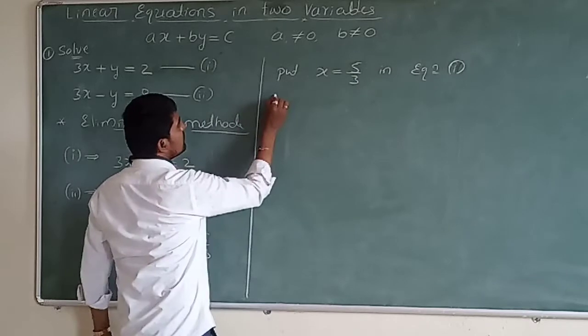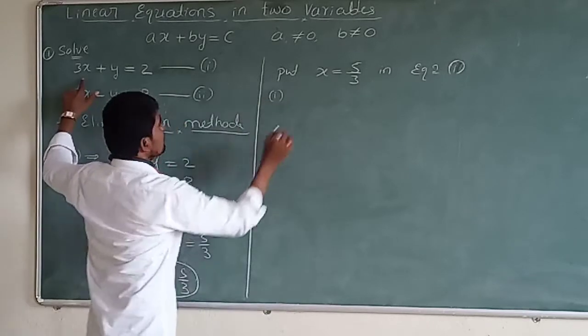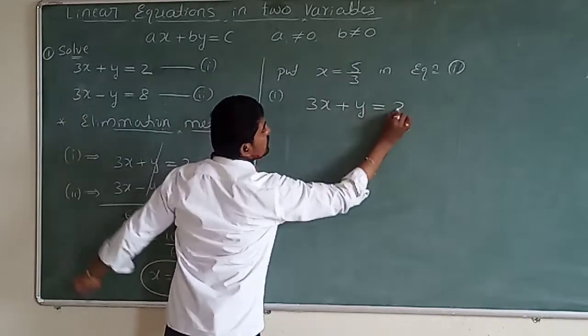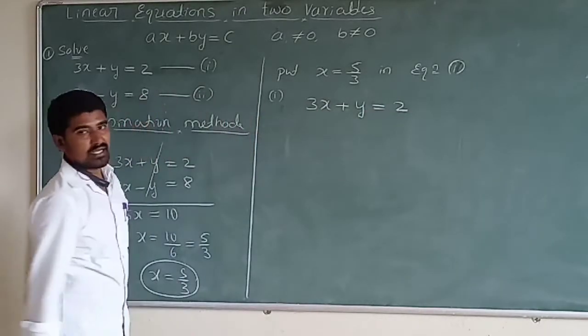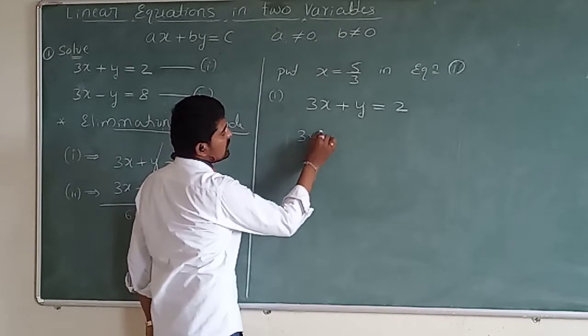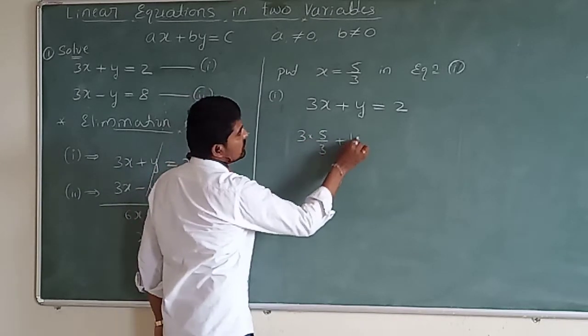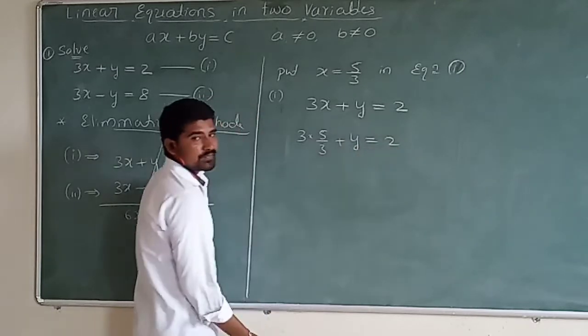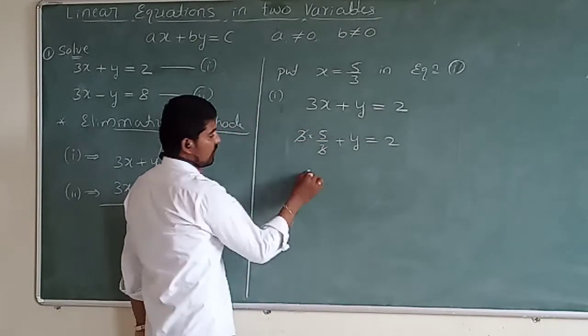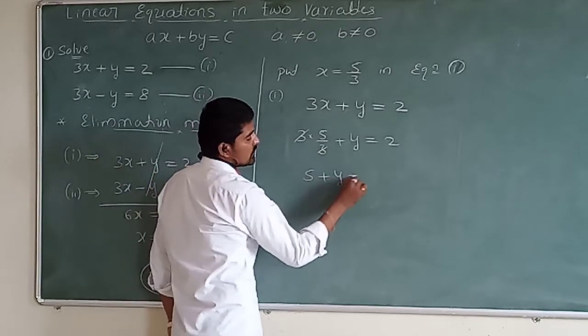So what is equation 1? Equation 1 is 3x plus y is equal to 2. Substitute the value of x. 3 into x is equal to what? 5 by 3, so 3 times 5 by 3 plus y is equal to 2. Now the 3 divided by 3 gets cancelled, so 5 plus y is equal to 2.